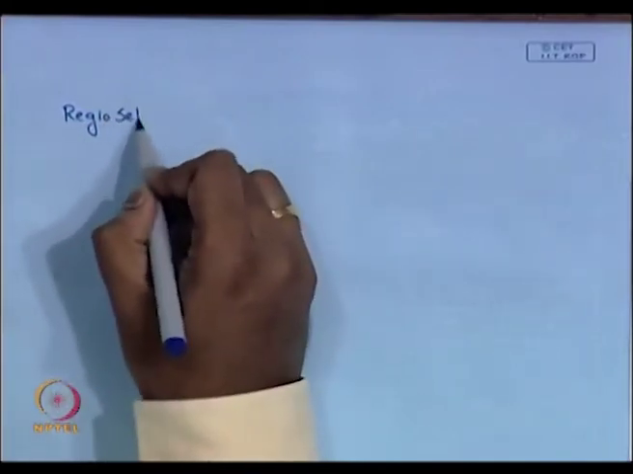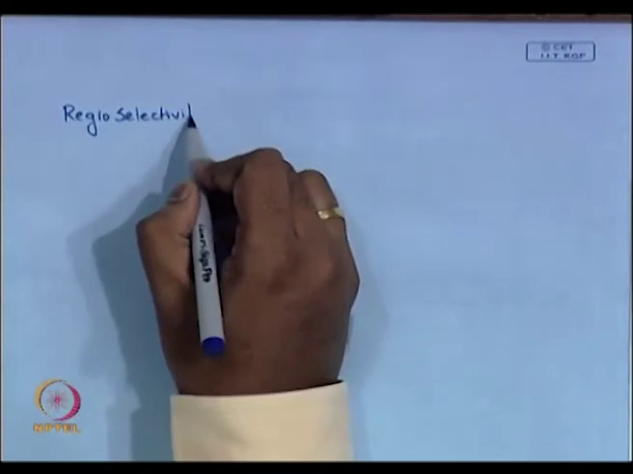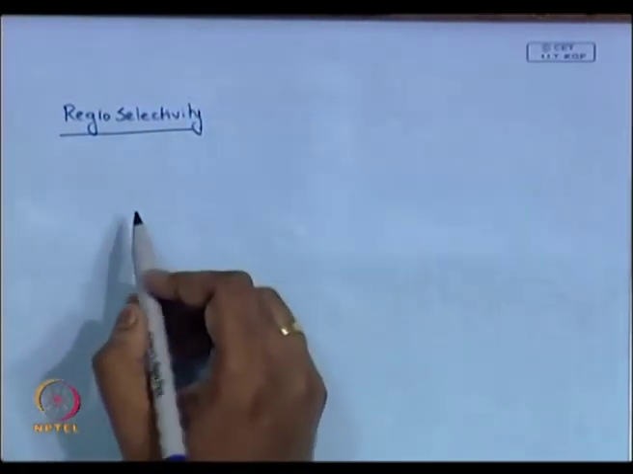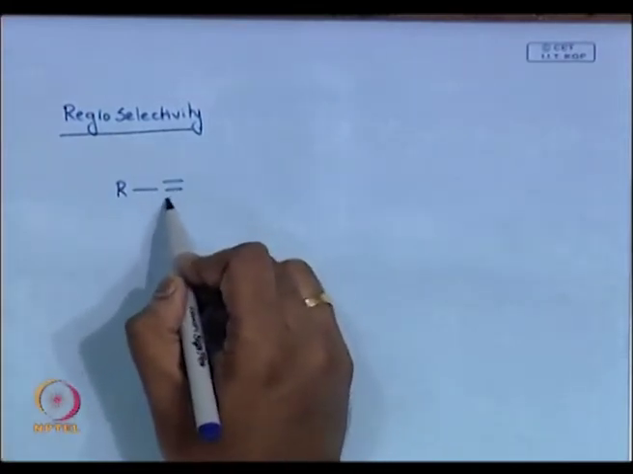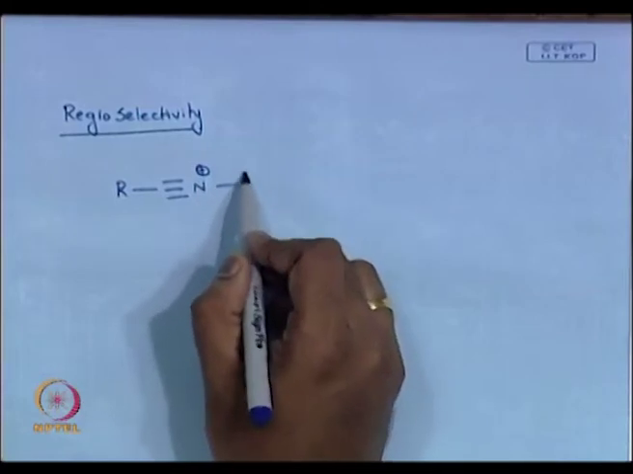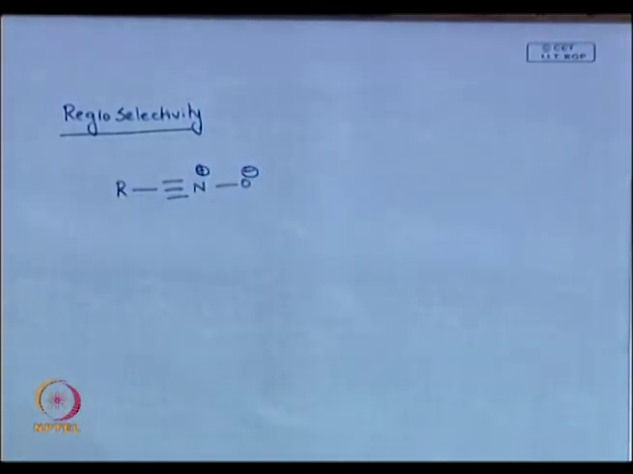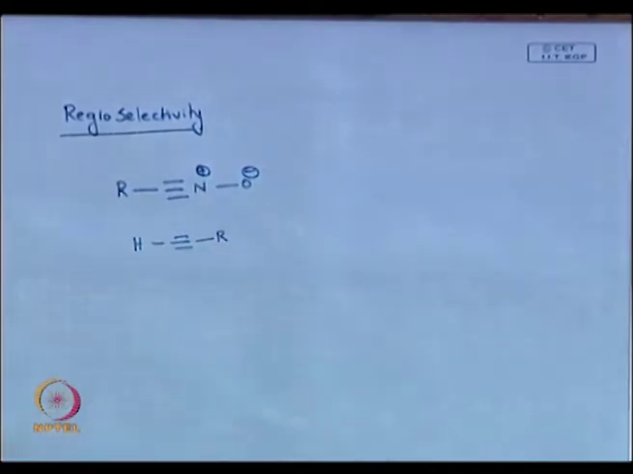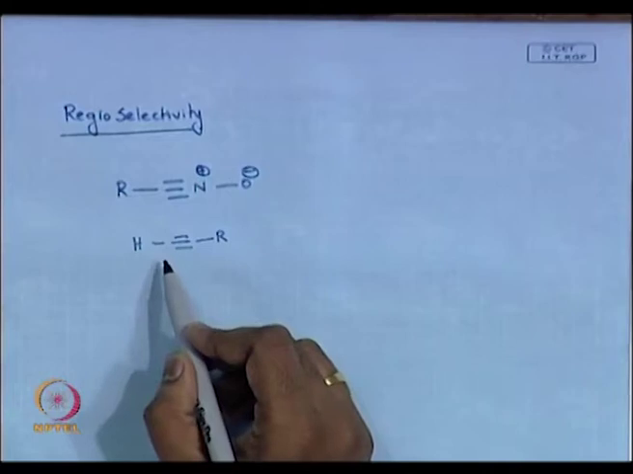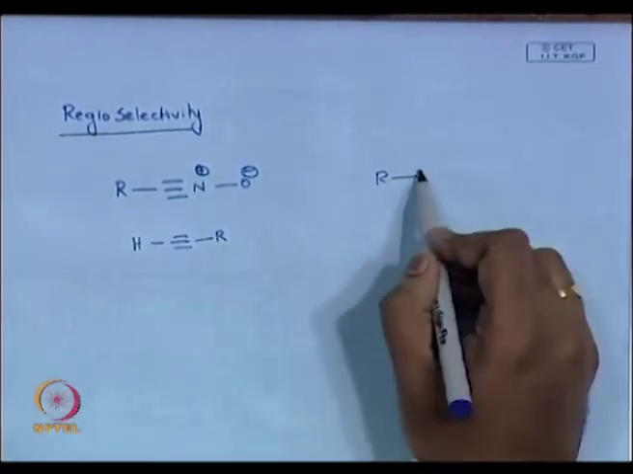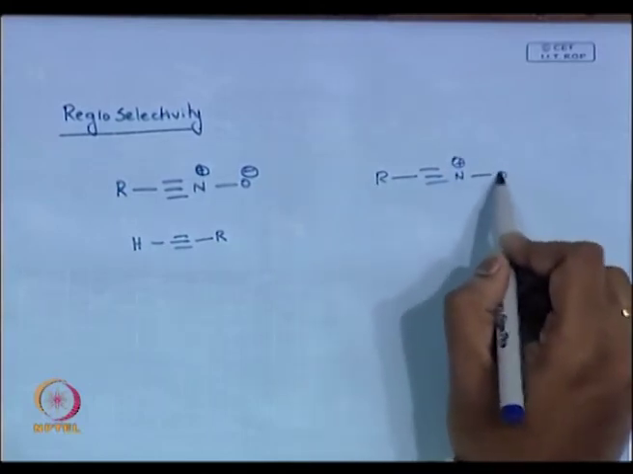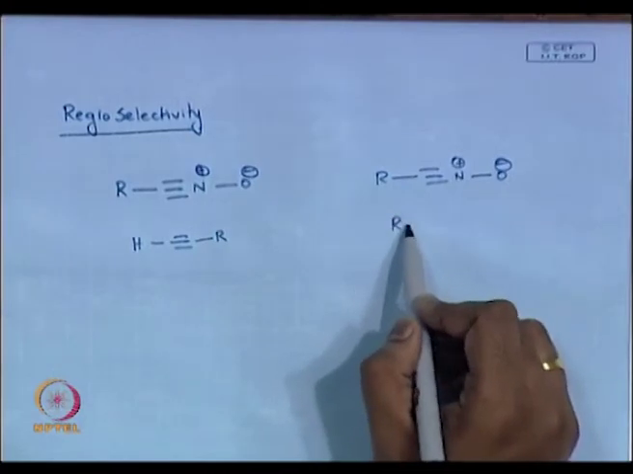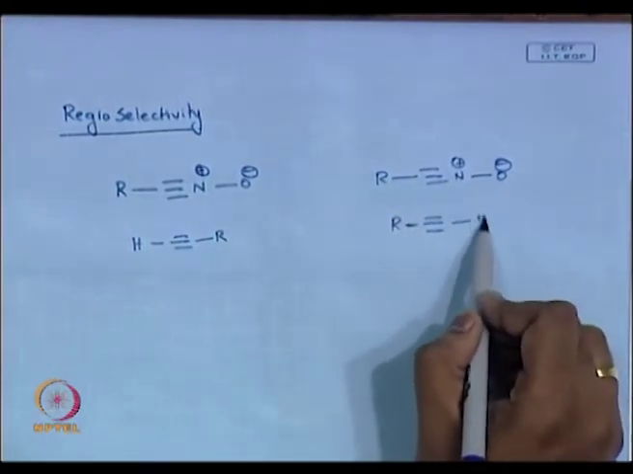Again, this nitrile oxide reaction also has a little bit of regioselectivity, because you can understand it in a simple way. Regioselectivity is there. Write this way, plus O minus. Okay, your alkyne, I am taking an alkyne, or you can write it this way, plus minus.